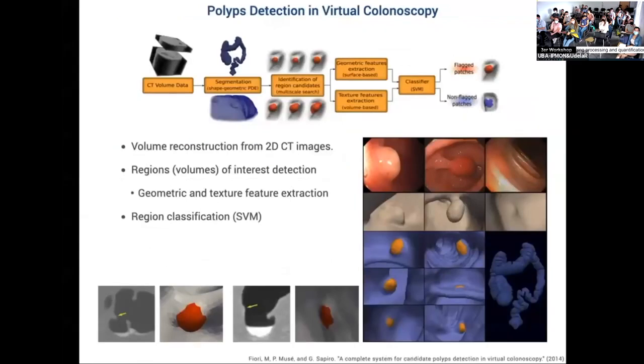This work tests a complete system for polyp candidate detection in virtual colonoscopy. The 3D volume of the colon is reconstructed from 2D tomographic images. Then, the volumetric regions of interest are defined based on texture and geometric features. This feature vector is the input to a support vector machine, a classical classifier from the machine learning toolkit. In these images, the top row shows 3 images of a real colonoscopy with 3 kinds of polyps. In the next rows, similar candidate regions for polyps are shown in the 3D reconstructed volume.